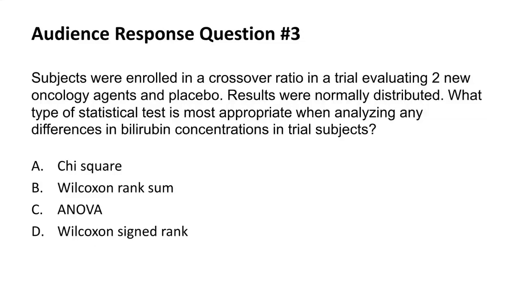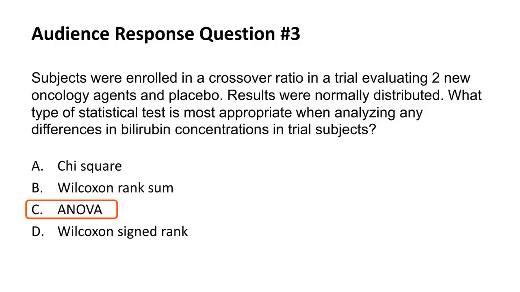Let's practice some more. Subjects were enrolled in a crossover study evaluating 2 new oncology agents and placebo. Results were normally distributed. What type of statistical test is most appropriate when analyzing any differences in bilirubin concentrations in trial subjects? A, chi-square, B, Wilcoxon rank sum, C, ANOVA, or D, Wilcoxon signed rank?